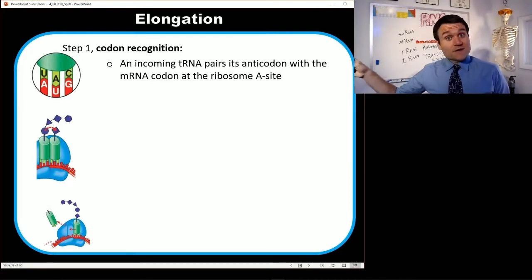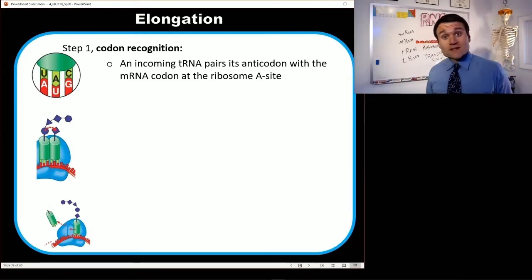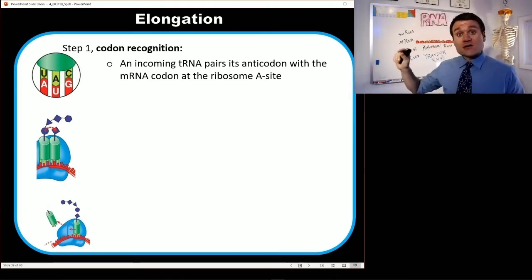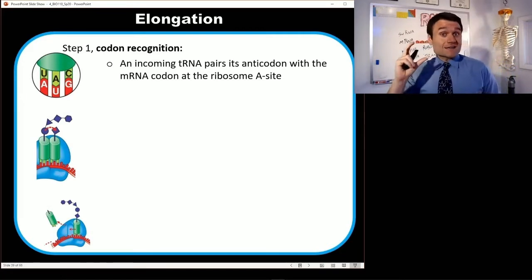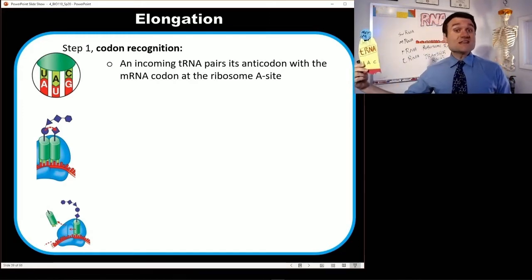Once we have initiation complete, the entire message moves down 3 letters. The ribosome just moves the mRNA down 3 letters, and it looks at the next codon. So we have a new codon available in the A site of the ribosome. Meanwhile, the first tRNA that came in, it's moved over to the P site.